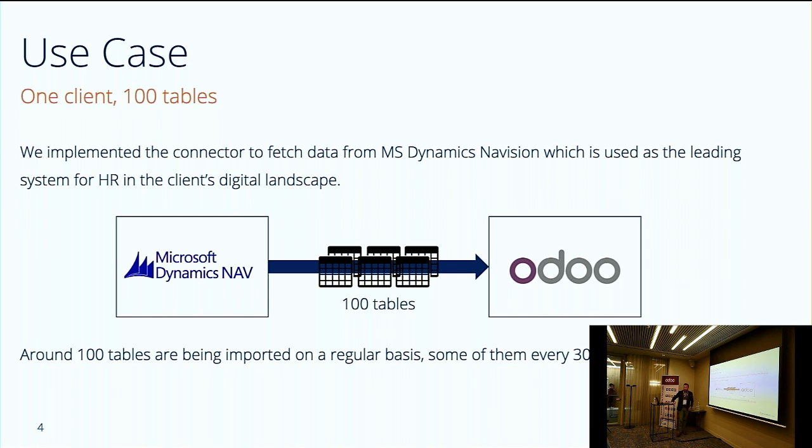This is a use case for which we use the connector. It's a company which uses Microsoft Dynamics Navision basically for their HR processes, and they introduced Odoo, so we had to connect both systems. And as you can see, there are about 100 tables being imported from Navision to Odoo, and some of them are imported every 30 minutes, so also in a very high frequency.